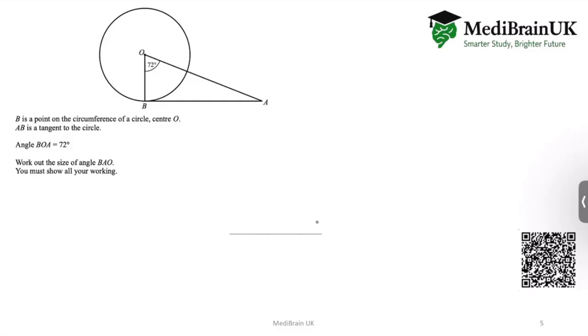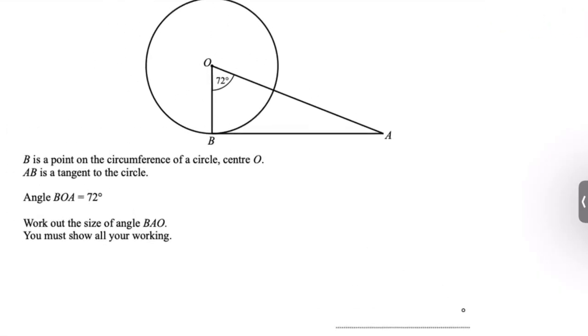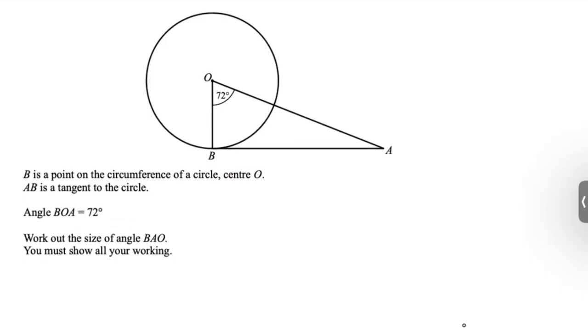Okay, so I'm going to start going through the answers now. It says B is a point on the circumference of a circle, center O. Don't worry if you didn't get this straight away, because it takes practice. So we know that B is a point on the circumference. Circumference means edge.